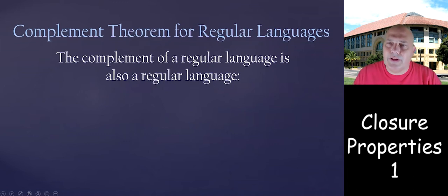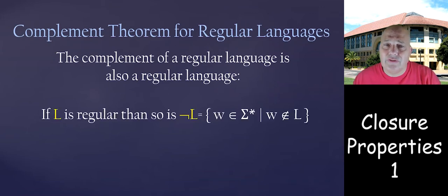What about the complement theorem for regular languages? This is the third closure property. The complement of a regular language is also a regular language. So if L is regular, then we want to say that not L is also regular. And how will we do that? Well, we'll take the automaton that accepts L and revise it to be an automaton that accepts not L. What would that automaton be? Well, yes, we're going to change every accept state to a reject state and every reject state to an accept state.